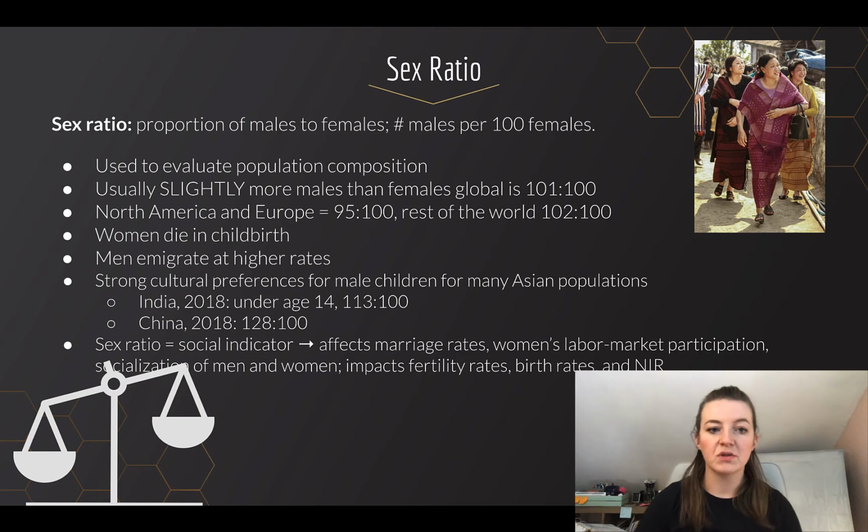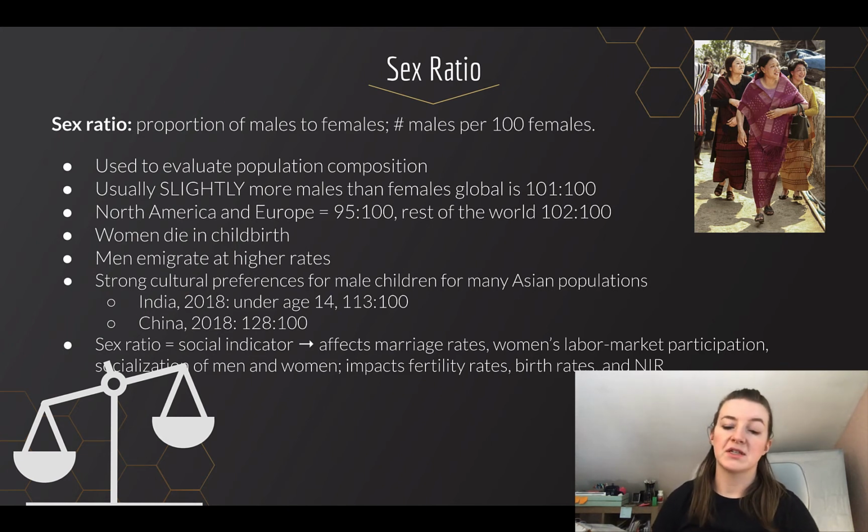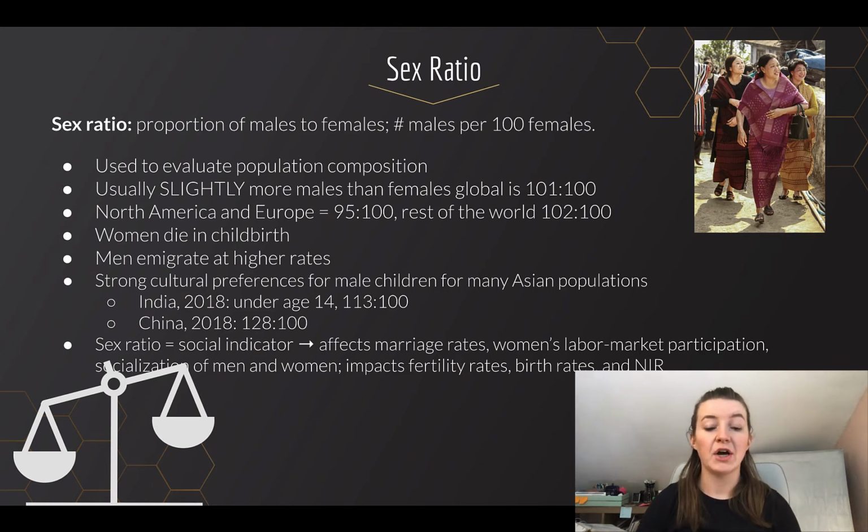It's usually slightly more skewed towards males, so we have a little bit more in the male population. Globally, that's 101 to 100, so very, very slight. In North America and Europe, our sex ratio is 95 to 100, so it actually skews female. And in the rest of the world, it's 102 to 100.